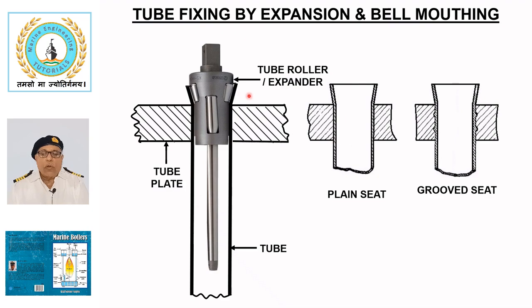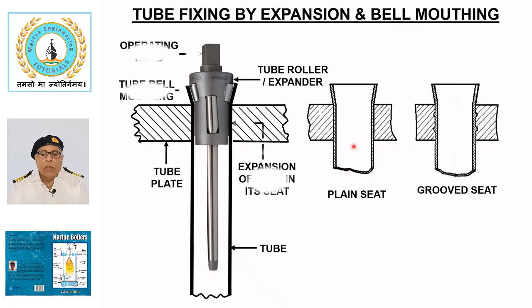Tube roller or expander, as shown in the sketch, is inserted to flare up the tube at the seat and give a bell shape to prevent it from slipping out. Roller is tapped and rotated through the operating head repeatedly until the tube flares up and the end is belled up as shown.